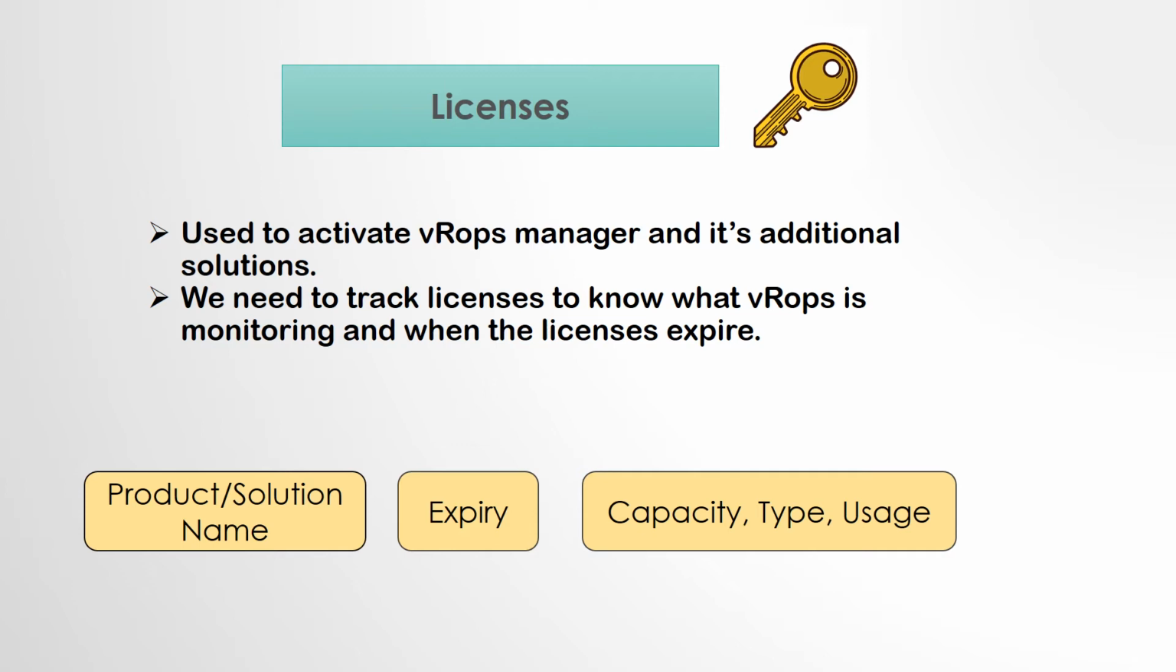But there are a few other things which become handy as we keep track of the license keys. Like we are able to know which resources the license can monitor, and we get all the information related to the particular license key, like the product or solution for which it is, its expiry, its capacity, which tells how many objects it can monitor, and its type and usage as well. I will tell about these when we look at licensing in the console. But before that, let me tell you a few things that are useful to know about licensing.